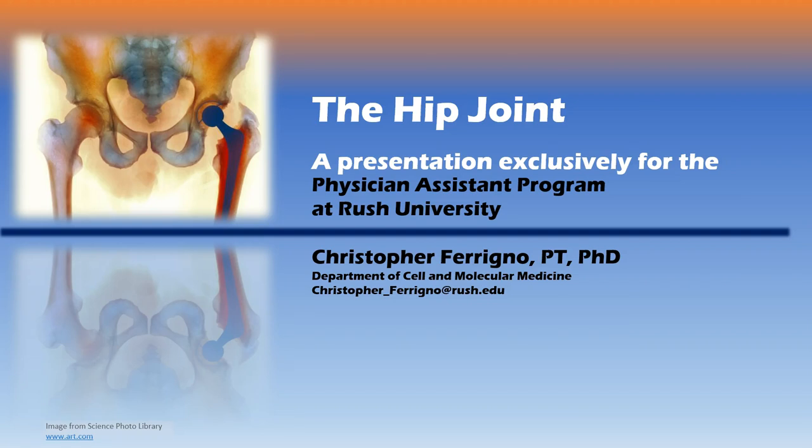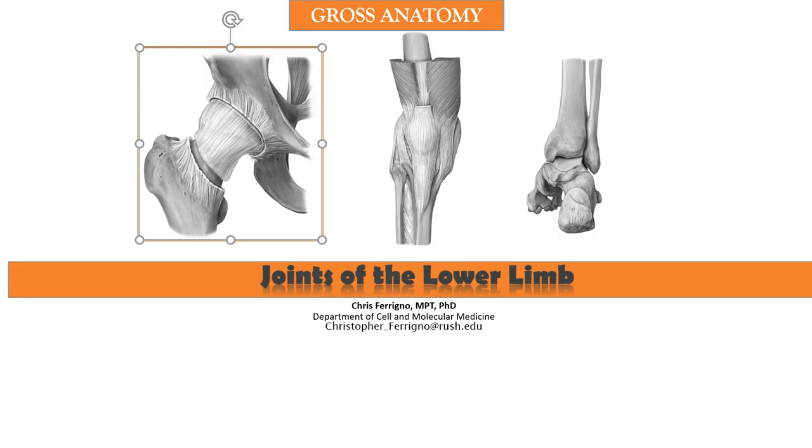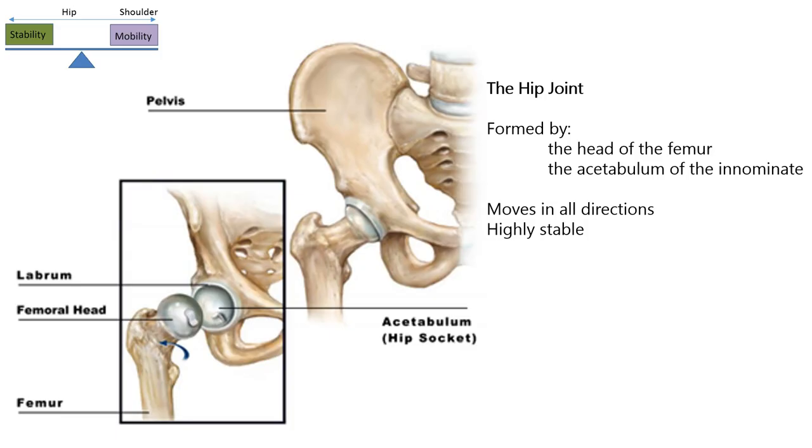In this video, I'll be discussing the hip joint. This will be the first of three discussions on the joints of the lower extremity. Let's start with a broad overview of the hip joint, which is formed by the articulation between the femoral head of the femur within a relatively deep acetabular hip socket, as we see here.